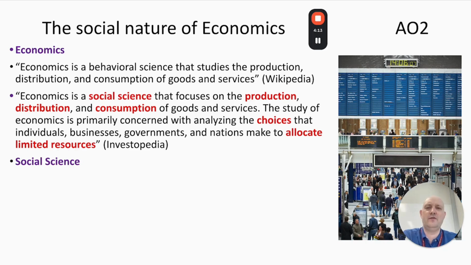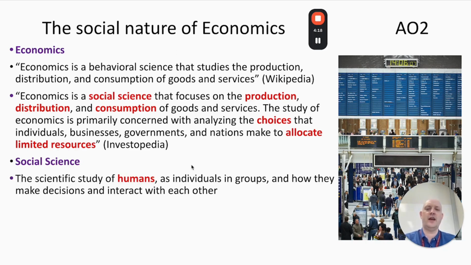So, the social nature of economics. Economics is a social science, which means it's a scientific study of humans as individuals and in groups, and how humans make decisions and then interact with each other. In science, when you do physics, chemistry, etc., you study the world. In economics, we study humans in the world and how they interact with each other.